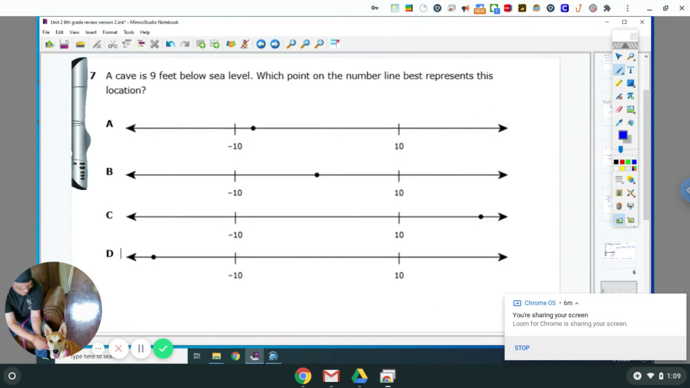All right, number 7. A cave is 9 feet below sea level. Which point on the number line best represents this location? So 9 feet below sea level. So that means that it has to be a negative.